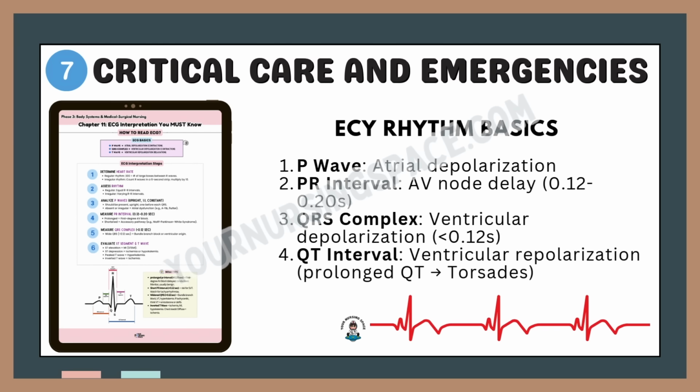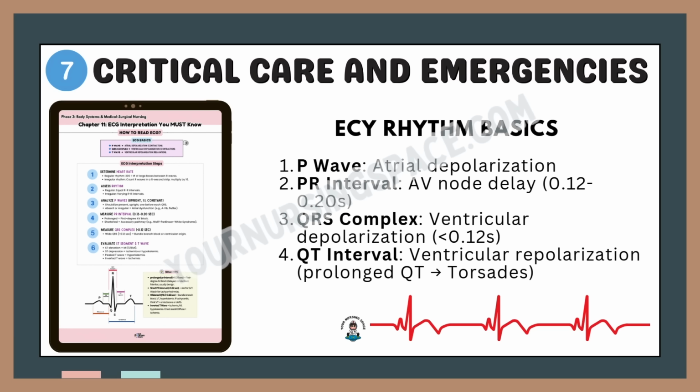It's normally upright in leads II, III, and aVF. Then comes the PR interval, the time from atrial kick to ventricular response, traveling through the AV node. It should be 0.12 to 0.20 seconds, or 3 to 5 small boxes on the strip. If it stretches longer, like 0.24 seconds, you might have a first-degree AV block. Think of it as a sluggish signal.